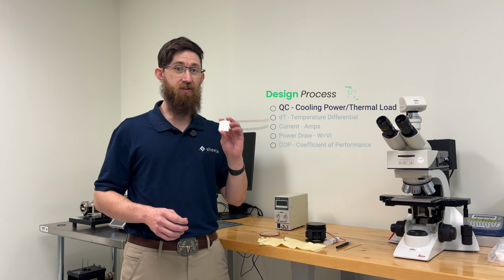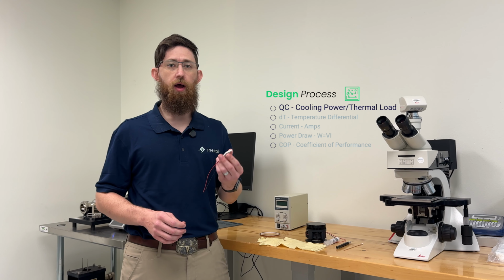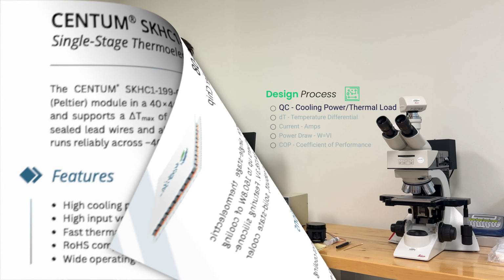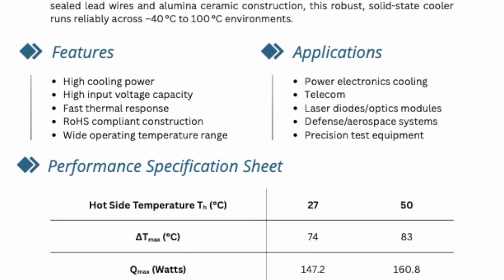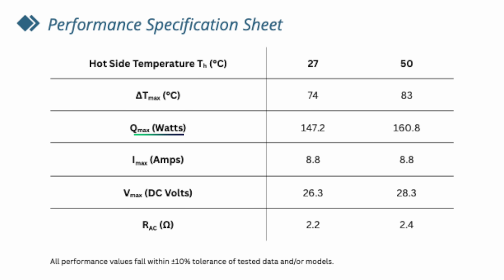When selecting a specific TEC for your application, you'll need to know how much cooling power you need, as well as your target temperature differential. As I've already said, today we're using our Centum SKHC1-199-08 model. Cooling power is measured in watts, and you can find the max cooling power listed on the TEC datasheet under cooling capacity, generally abbreviated QC or Qmax. Your temperature differential, often called delta T or DT, is the difference between the hot side and the cold side of your TEC. You can find that listed on the datasheet under delta T max.